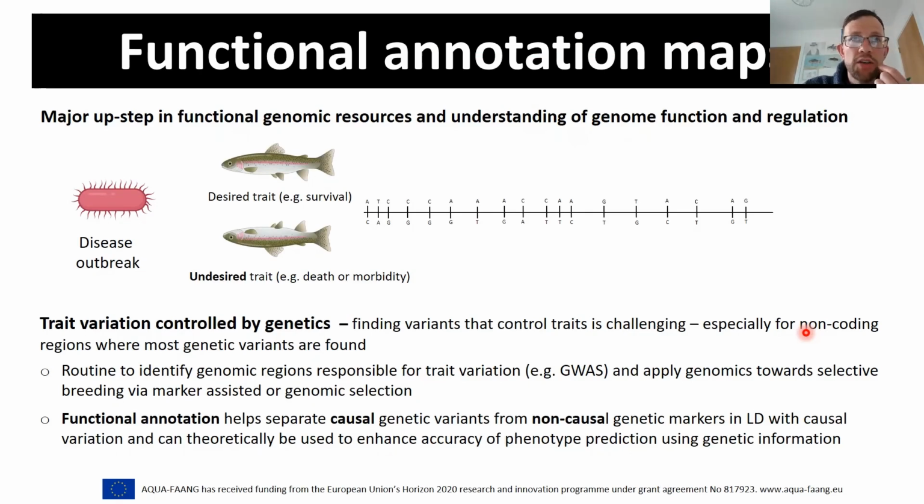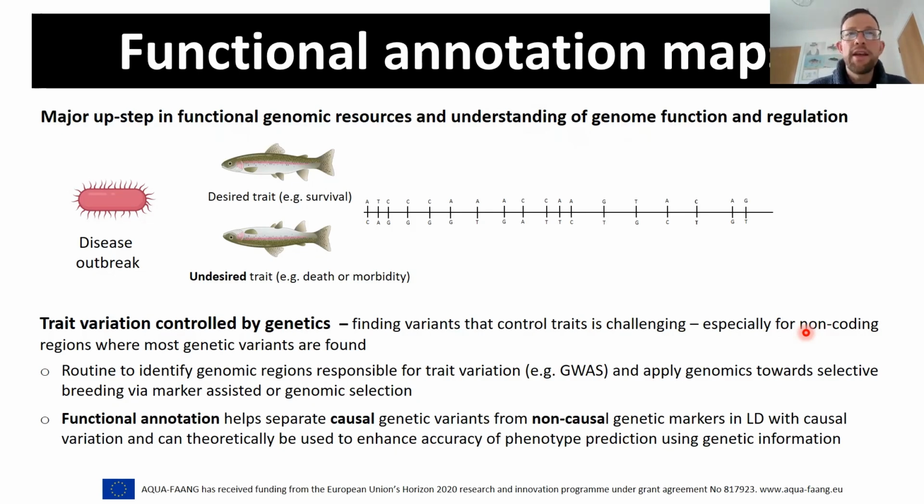This is a big challenge because we have such an enormous number of genetic markers that are in linkage disequilibrium with the causal variants, and we have little way of knowing, especially for variants in non-coding regions, which are the most common ones, what they're actually doing.